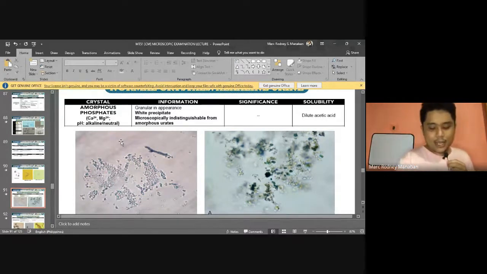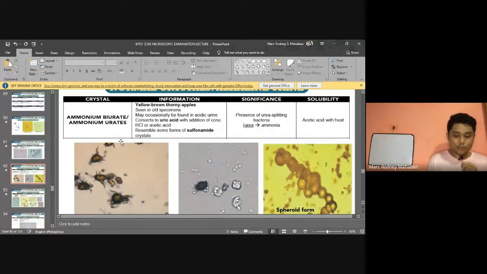Next, you have the ammonium biurate, also known as ammonium urates. A very distinct characteristic is yellow-brown, thorny apples. You already know that: whenever you see thorny apples, press the buzzer, ammonium biurate. It can be seen in old specimens, and it's still derived from uric acid. So if the pH is prolonged high, in old specimens, your uric acid crystal can become ammonium biurate. But when you add acid like HCl or acetic acid, it will convert to uric acid. It may resemble some forms of sulfonamide crystals.